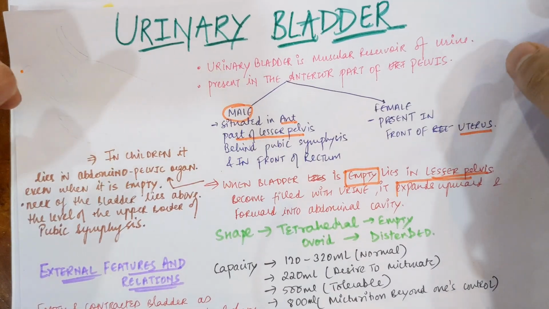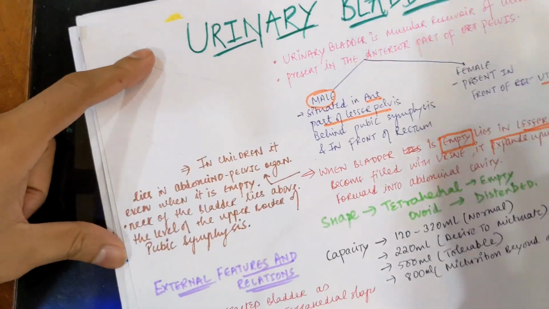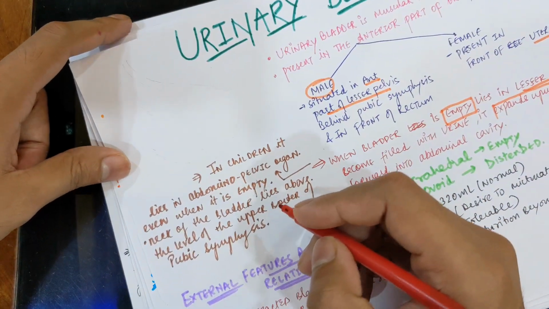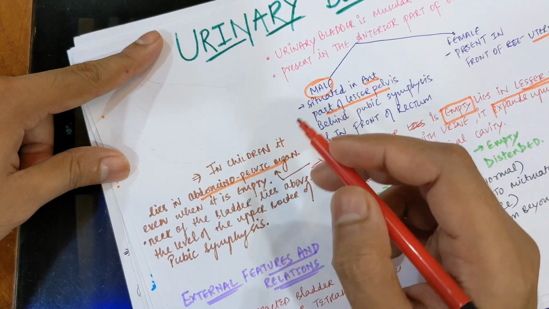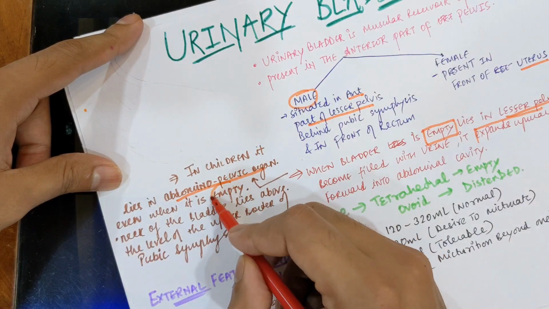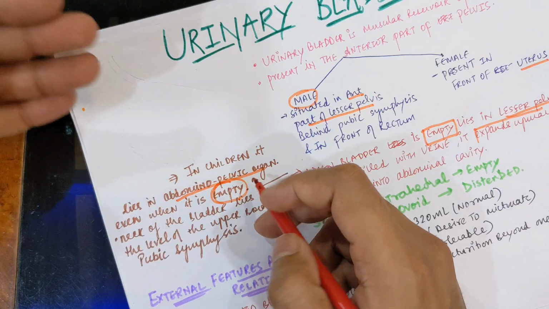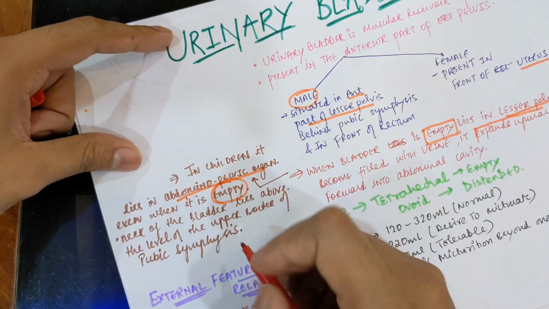So the bladder will extend in the upper part into the abdominal region, that is, above the pelvic part. From the abdomen the pelvis continues, so the upper part of the bladder will go into the abdominal region because of the fullness of the bladder, or you can say a distended bladder. In children it does not happen in the early age. In children it lies in the abdominopelvic region, even when it is empty. Even when it is empty or full, the upper part is in the abdomen and the lower part is in the pelvic region.